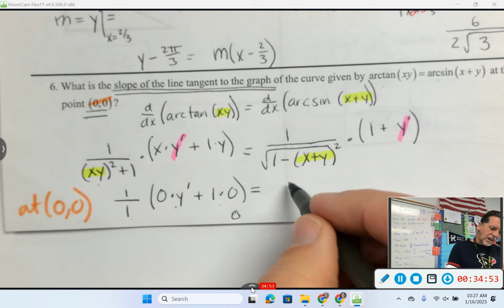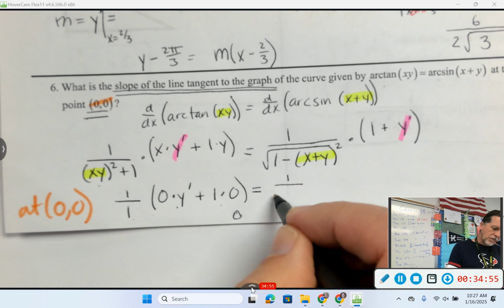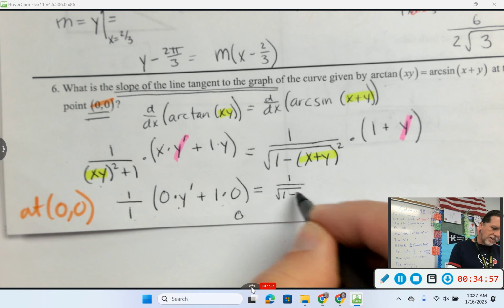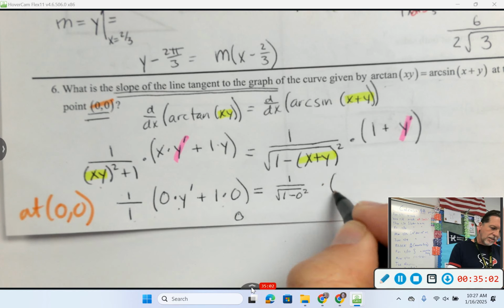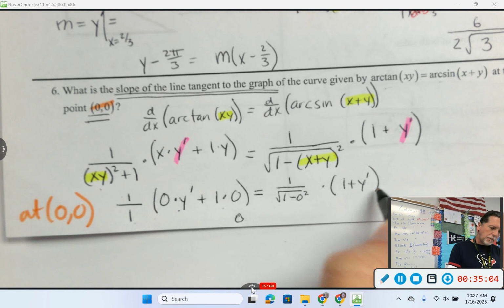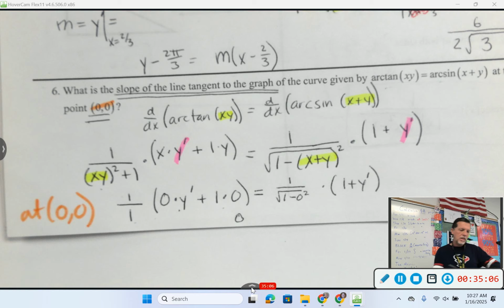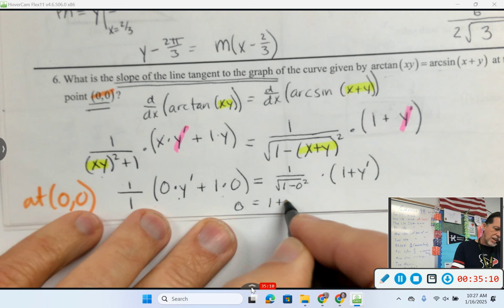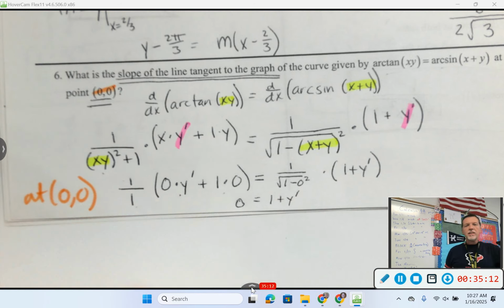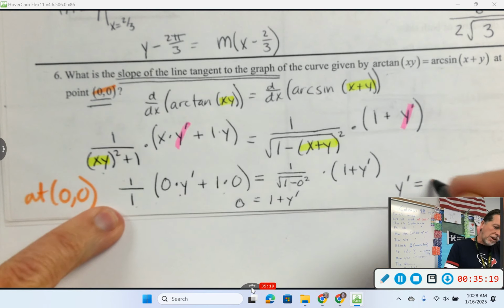On the other side, 1 over the square root of 1 minus 0 squared, times 1 plus y prime. So all of that's 1. So our derivative was really ugly, but the algebra was really easy. So y prime equals negative 1.